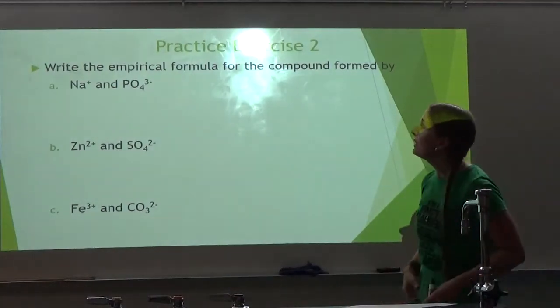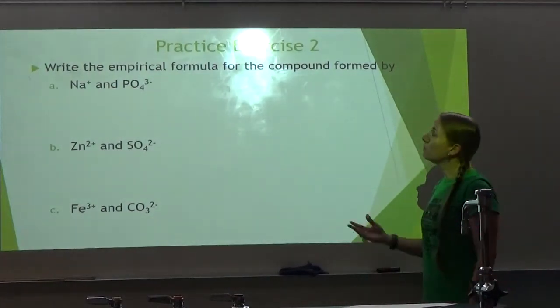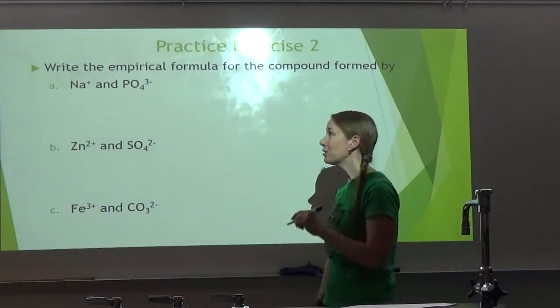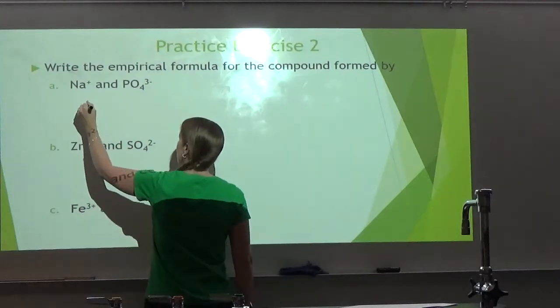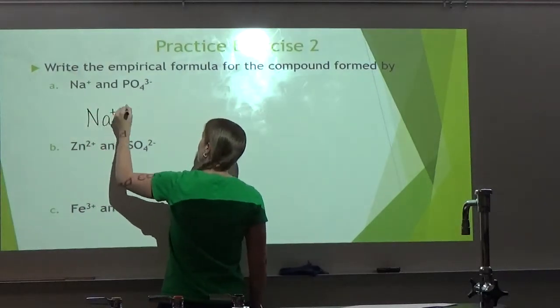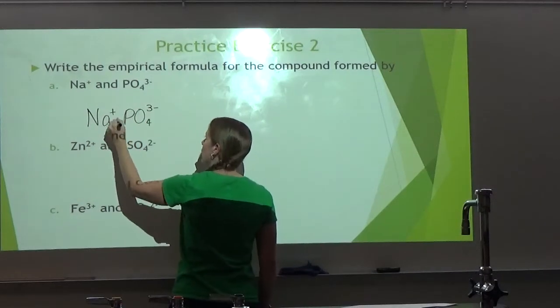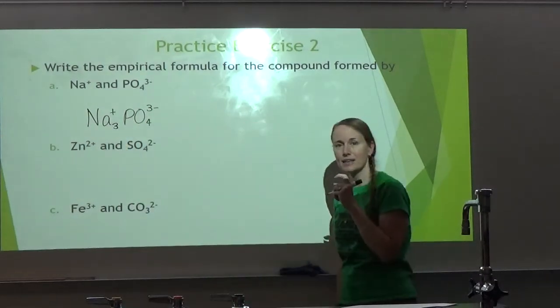So it says, write the empirical formula for the compound formed by these ions. And so they all 3 have polyatomic ions, but we're not going to freak out because nothing's hard about polyatomic ions. So I have Na with a positive and PO4 with a -3. So what do I do? I need 3 sodium, just like that.